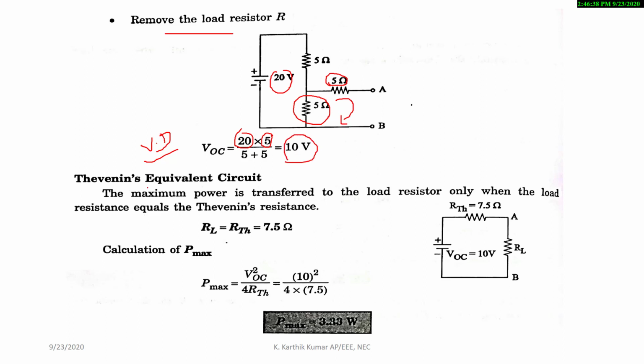Next is Thevenin's equivalent circuit. The maximum power is transferred to the load resistor only when the load resistor equals the Thevenin's resistance. Okay, therefore we want RL equal to RTH, which is 7.5 ohm. We have found RL since we found RTH, that is Thevenin's resistance, and now you have to calculate the Pmax, the maximum power, which is equal to VOC squared divided by 4RTH, and we are getting the power as 3.33 watts. Okay, you can verify it using a scientific calculator.